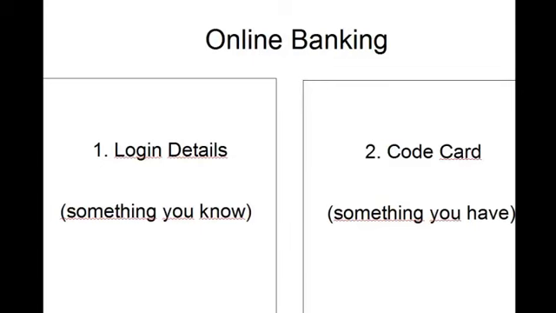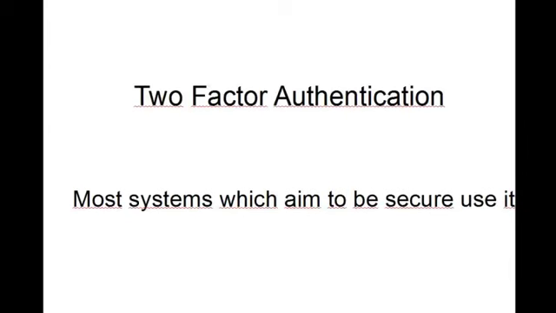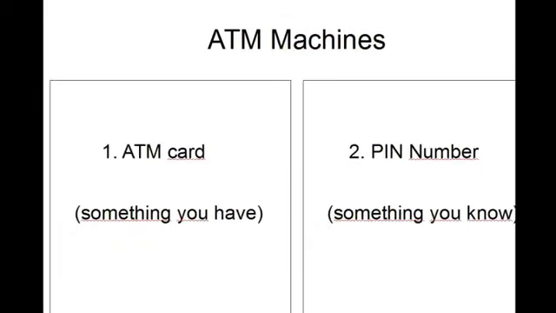Okay, so that's what's known as two-factor authentication, and most secure systems, or systems which aim to be secure, use this. Okay, so briefly, if we look at some other common examples, ATM machines, you need 2 factors to authenticate yourself. You need the ATM card and the PIN number.